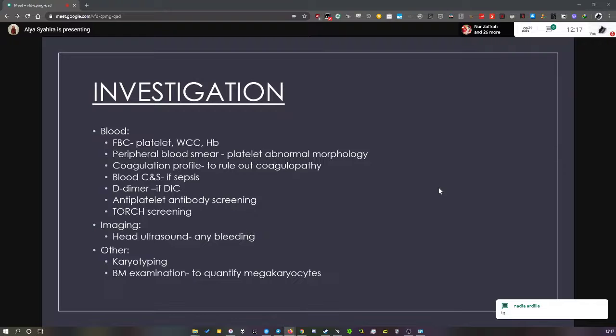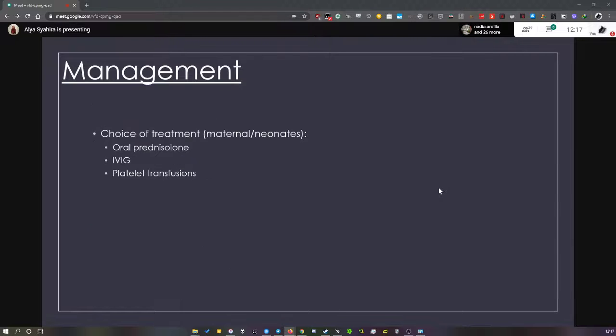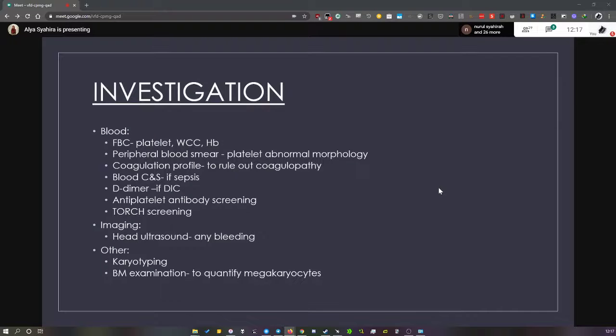neonatal thrombocytopenia. And also bone marrow examination, if we suspect the cause is due to bone marrow failure, so we want to quantify the megakaryocytes. If the megakaryocyte amount is few, it indicates platelet production is low. If the megakaryocytes are high, it means the problem is peripheral, so the cause is due to platelet destruction.